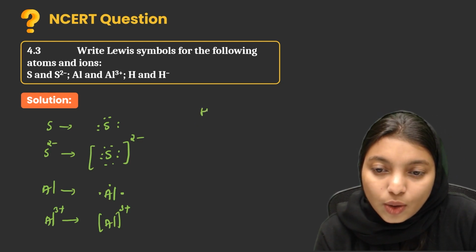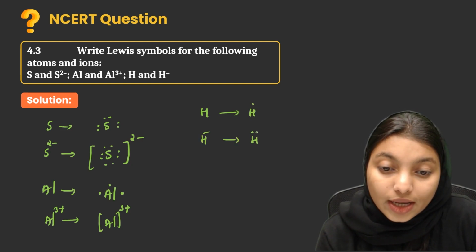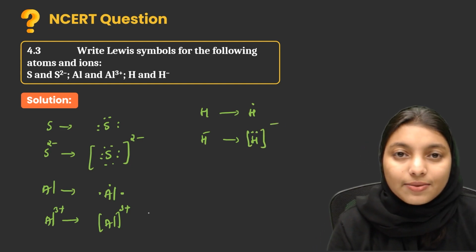Now coming into hydrogen, we know hydrogen has only 1 electron, and coming into H minus, it has gained 1 more electron. So we can write it like this, H minus.